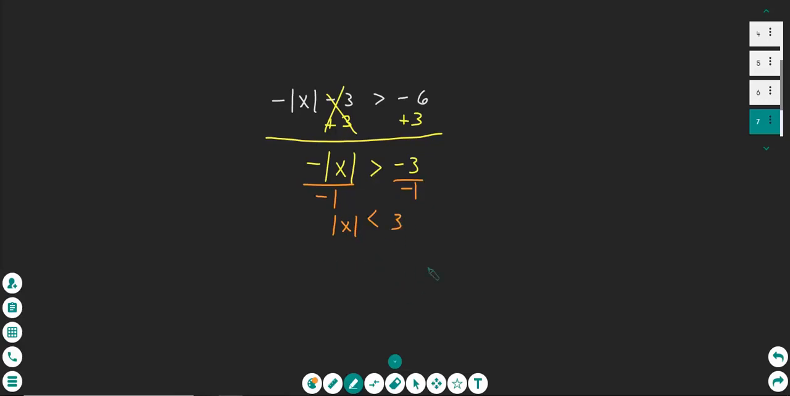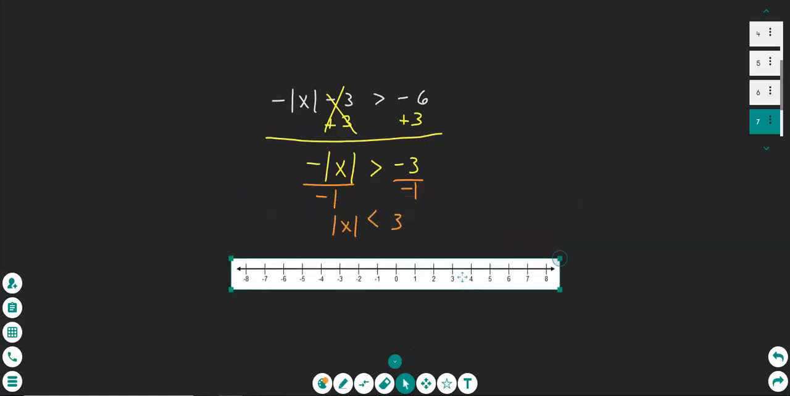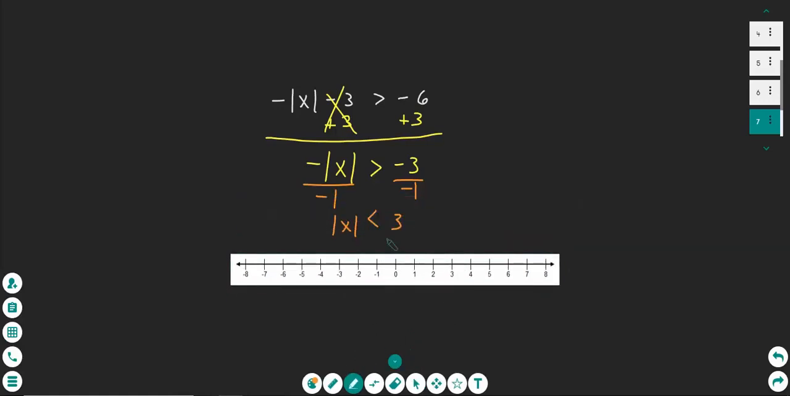All right. And then we have to graph it. So we'll pull up our number line here. And we're looking for numbers that are less than 3 units away from 0. So let's find where they are 3 units away from 0. That'd be the negative 3, but it can't be equal to 3 units away. So it can't be equal to the negative 3, so we have a hollow circle. On the other side of the 0, it could be the 3, but again, hollow circle. It has to be less than 3.